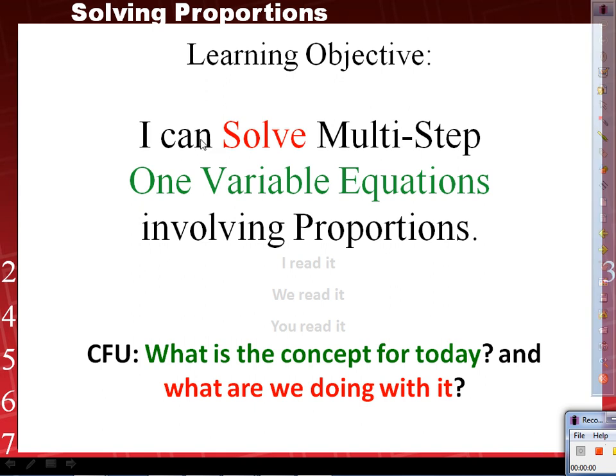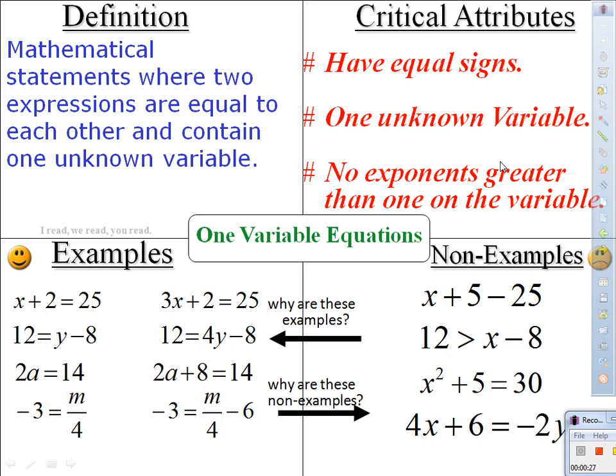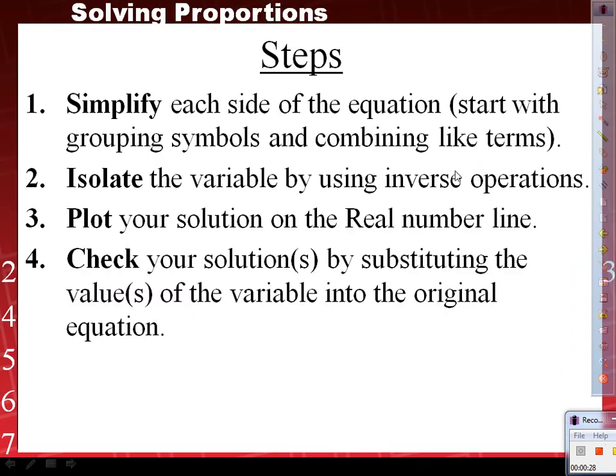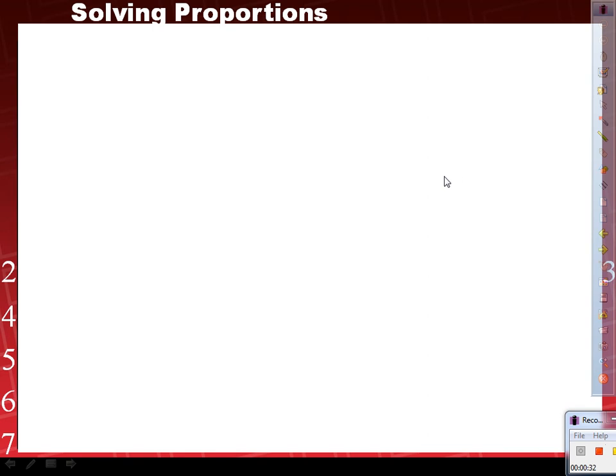Once again, the objective for today: I can solve multi-step one-variable equations involving proportions. Tell your neighbor what concept we're still on. What concept? Since we already know the definition, we don't need a fair model for one-variable equations. How about the steps? Do we still know the 4 steps that we've been using? Simplify, isolate, plot, and check. Okay, so we got that. So we don't need a fair model. We don't need the steps. What I do need to go over is some terms before I get started with this part.